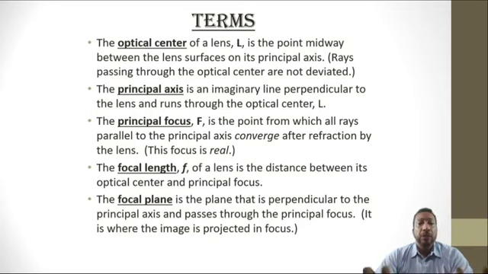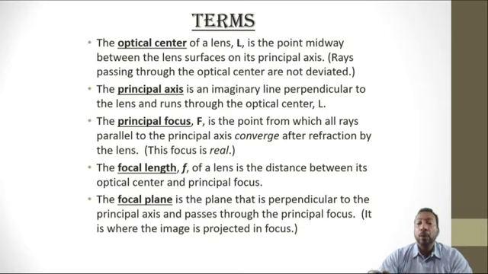Whenever light passes through a lens, because it is made out of glass and because of its curvature, it will change direction, except if it passes through the optical center. That is the only point where a ray will pass through a lens and continue in a straight line. The principal axis is an imaginary line perpendicular to the lens, and it runs through the optical center.